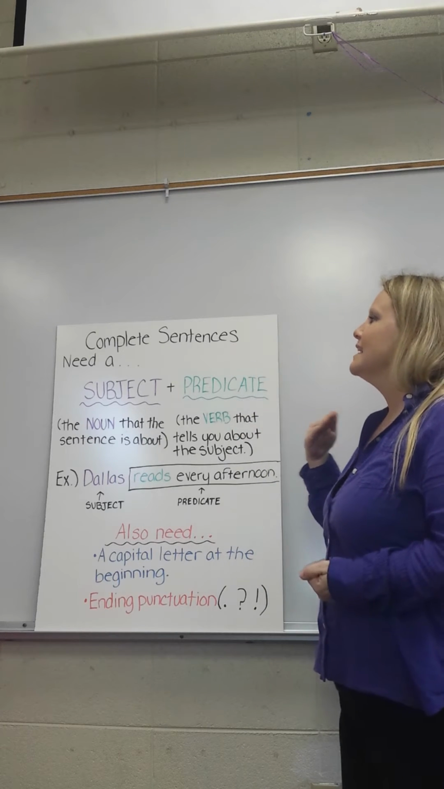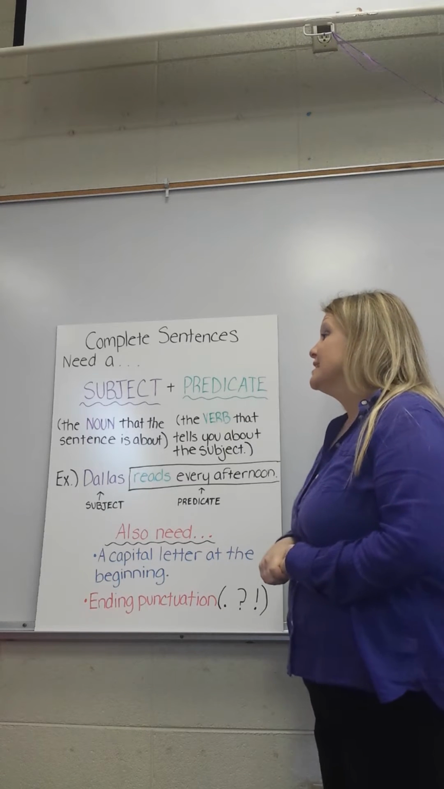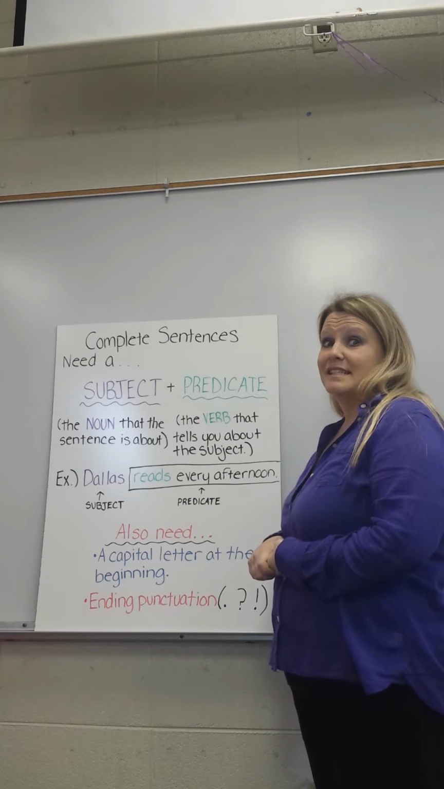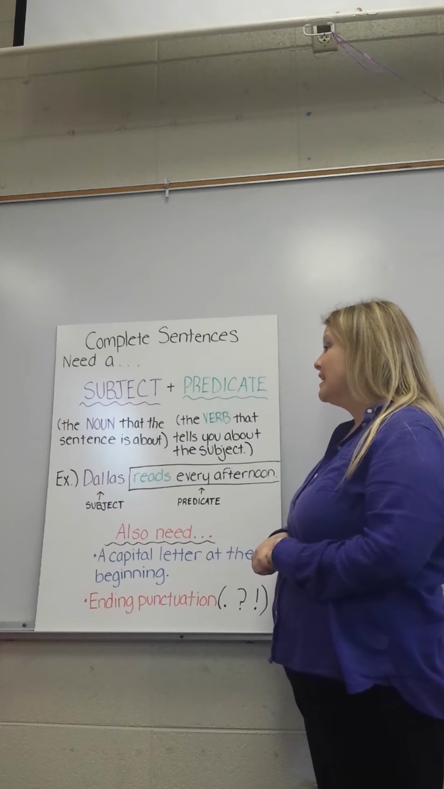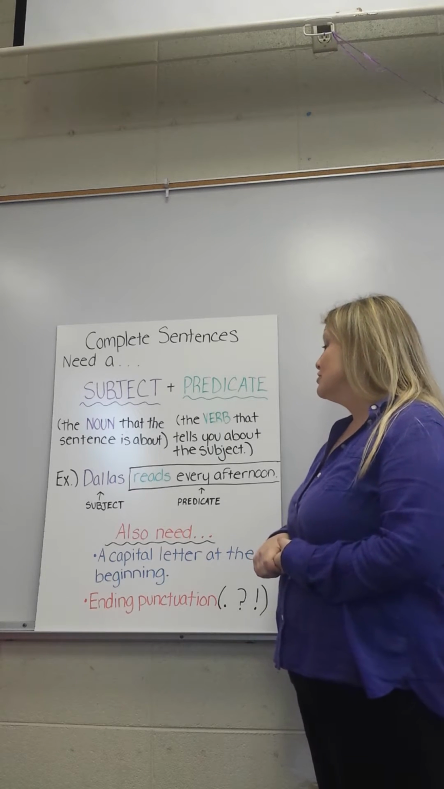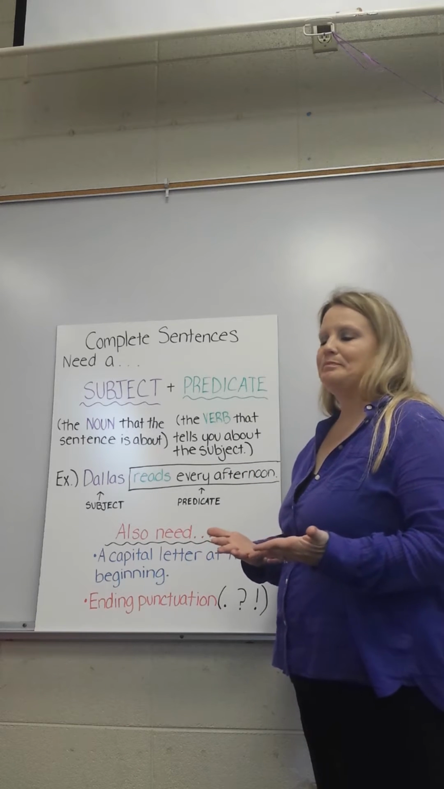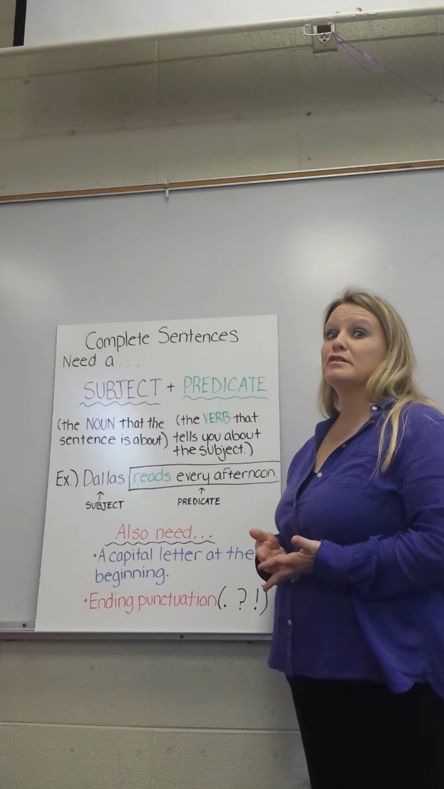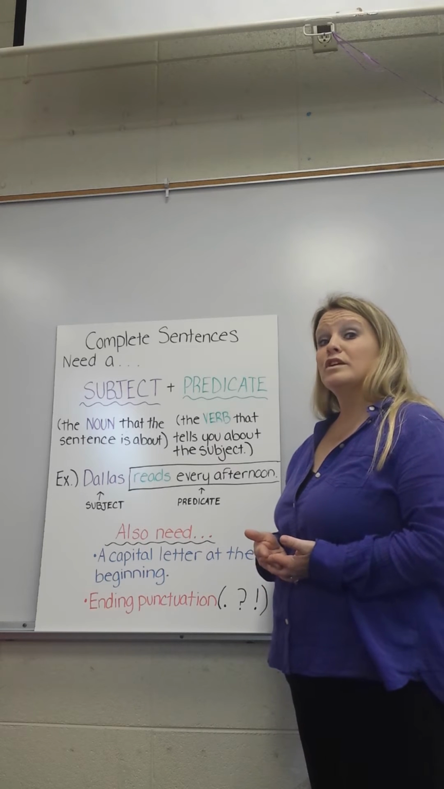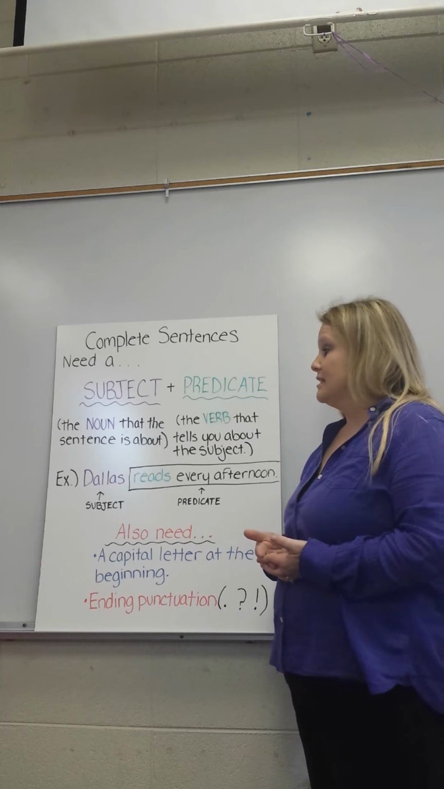Complete sentences need a subject and a predicate. The subject is the noun that tells what the sentence is about. And the predicate is the verb, and it tells you about the subject in some way, shape, or form. Because there are many different forms of verbs, we just need to make sure our sentence has one in order for it to be complete.